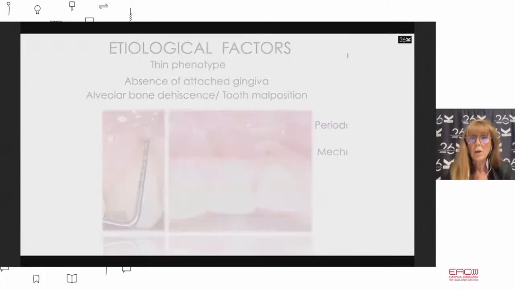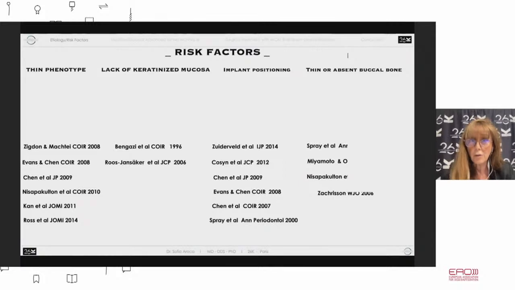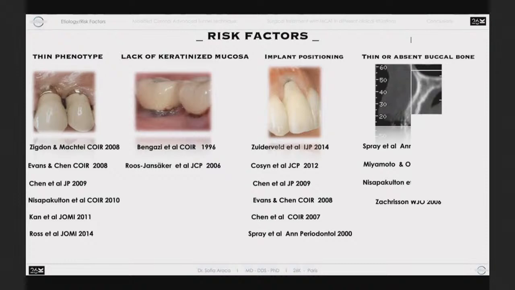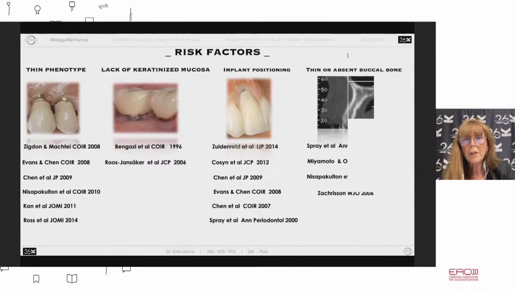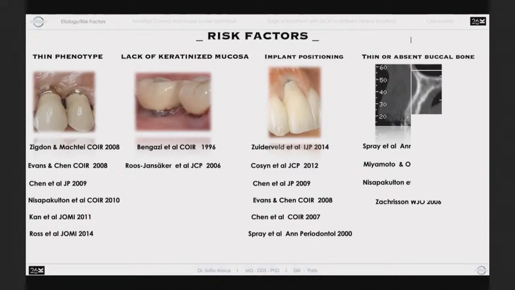And on the other hand, when we talk about the risk factors, there is, of course, the thin phenotype. We find exactly the same when we are facing gingival recession. The thin phenotype, the lack of keratinized mucosa, mainly the positioning of the implants, the buccal position of the implant, and also the thin or the absence of the bone, a thin supporting bone. And therefore, if you have these main 4 risk factors, you can from the beginning really realize that, if your evaluation is right, is clear, and if you understand what you are facing, you can avoid it, because you can modify.